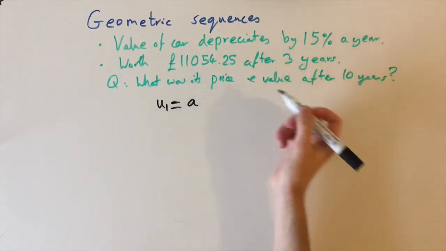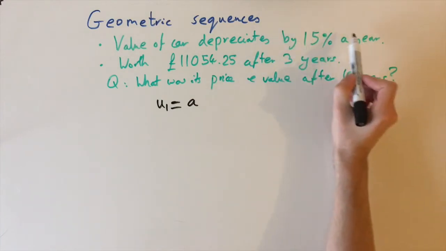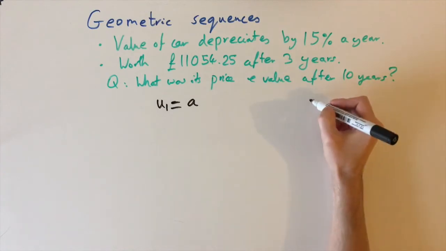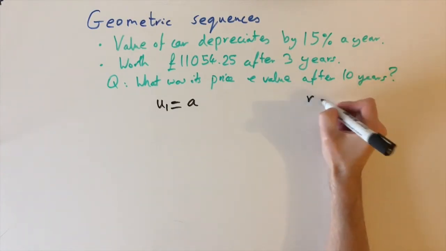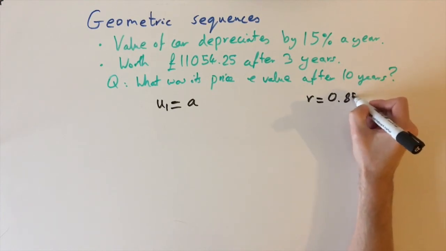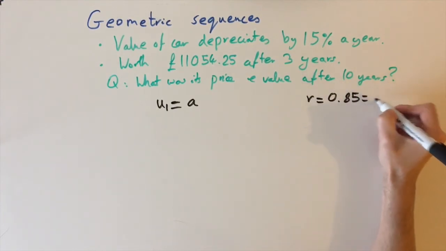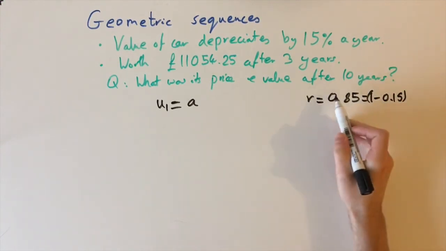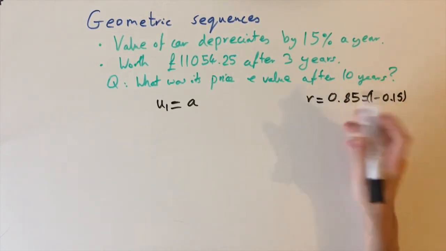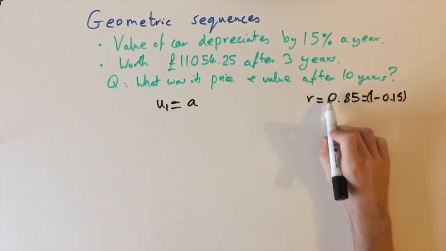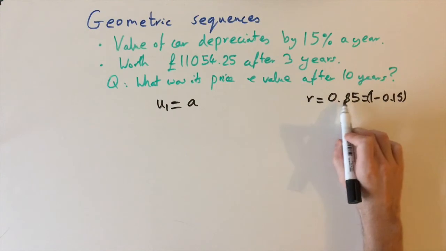And then thinking about this bit of information, it's going to depreciate by 15% a year. This tells us what our common ratio is going to be. It's actually 0.85, because it's essentially 1 minus 0.15. Our value is going down, so we're multiplying by a number that's smaller than 1, essentially removing 15% of the value. That's why we have 0.85 as our ratio.